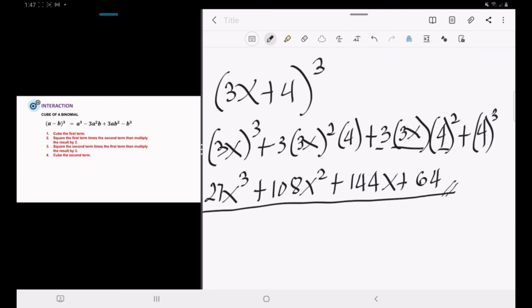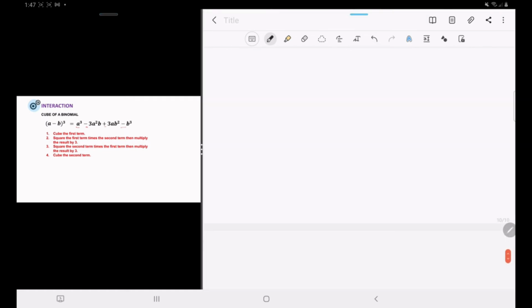The next example is a minus b cubed. This time it is the difference of two terms raised to 3. The pattern here is that the signs of the terms in the product alternate. So we have a positive, then negative, then positive again, then negative, or plus, minus, plus, and then minus. But the procedure is still the same.